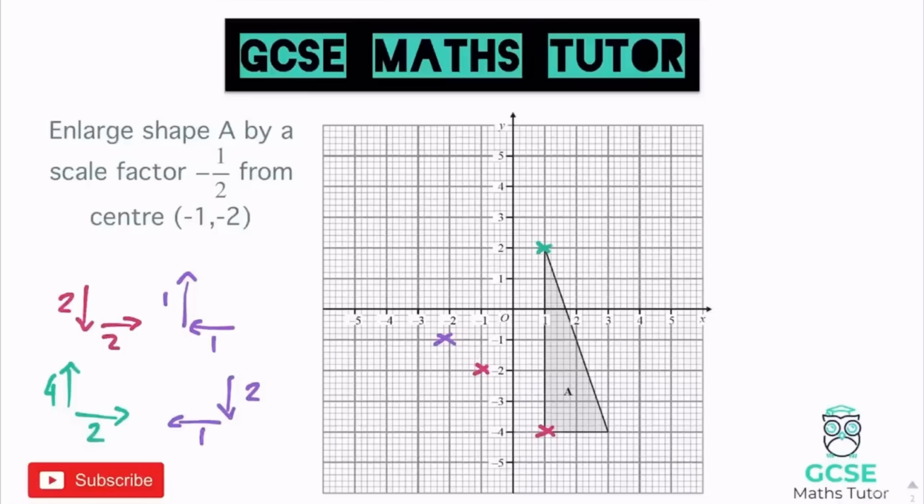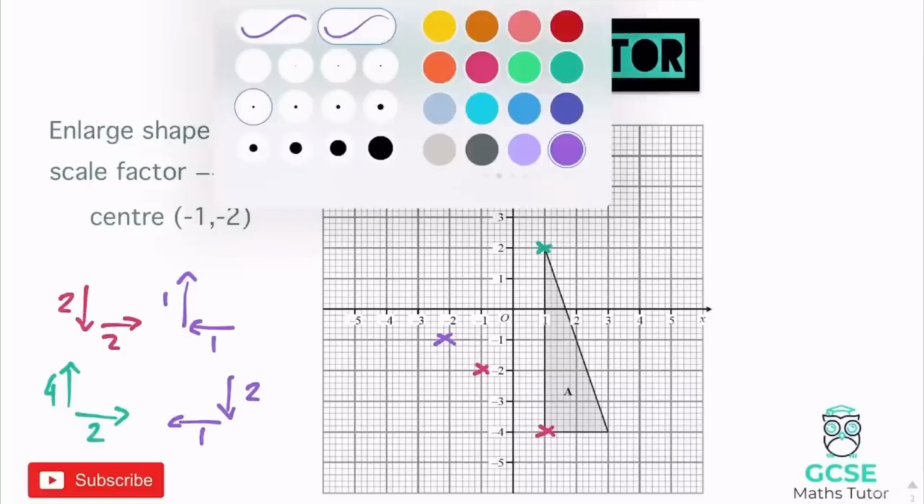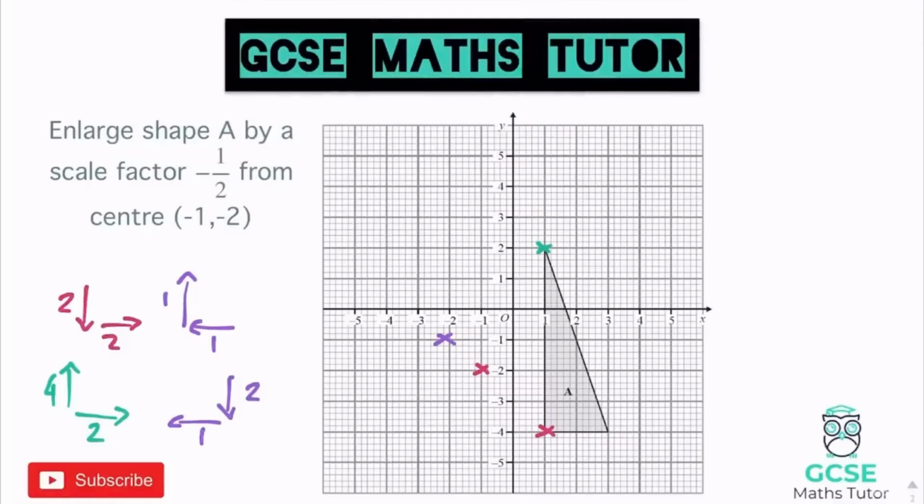So if we draw that in again from the centre of enlargement, let's have a look. Let's do that in that same colour there. So from the centre of enlargement, 1 left gets me there, and then 1, 2 down. There we go, gets me just there. There we go, and let's get rid of those lines.